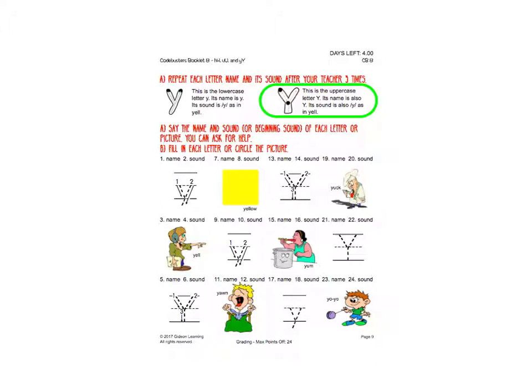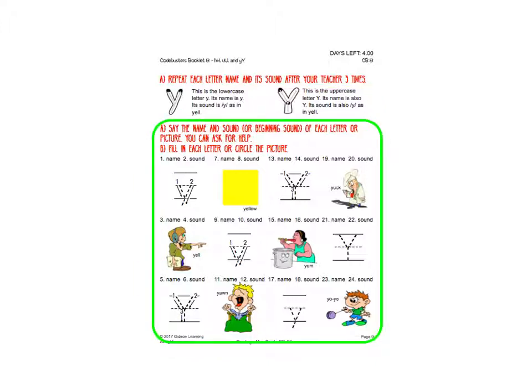This is the uppercase letter Y. Its name is also Y. Its sound is also Y, as in yell. Y, Y, Y. And now write it. Now we're going to say the name and sound or beginning sound of each letter or picture. You can ask for help if you're not sure what the picture is during class. Then fill in each letter or circle the picture.